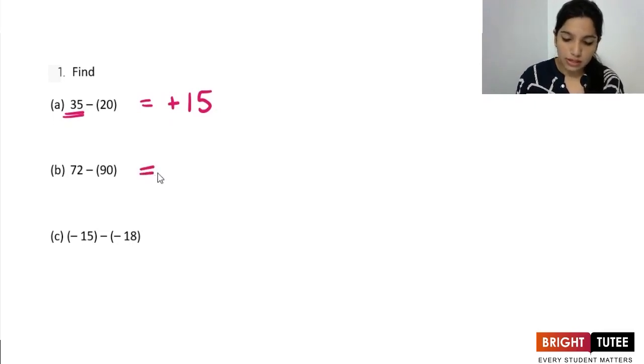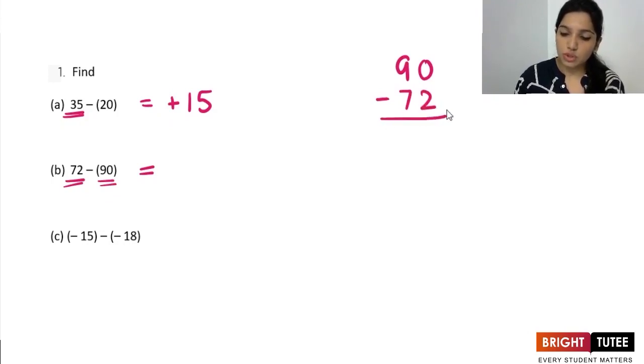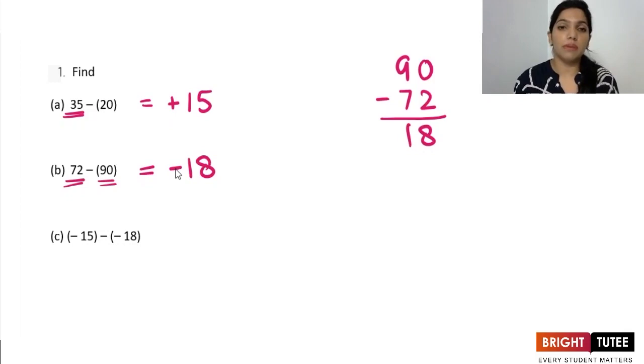Now the next one is 72, which has a plus sign, and minus 90. So simple. How do you subtract 90 and 72? Just use the formal method: you have two numbers and you are simply finding their difference. So the answer is 18, right? So we write 18 here. But because the minus sign is with the bigger number, we put minus in front of it. I hope this makes sense.